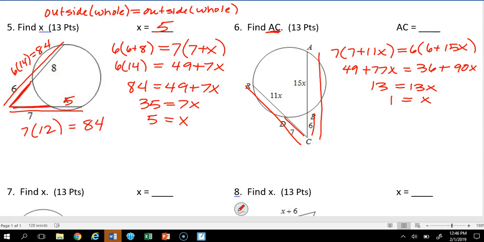So this time, when I plug it back in, this is going to be 15 times 1, so that's 15, and AC is just a length. So all I have to do here to find AC is add those two parts together. So I'm going to add 15 to 6. Sorry, that should be a plus there, y'all. 15 plus 6, and that's 21. So AC was 21.